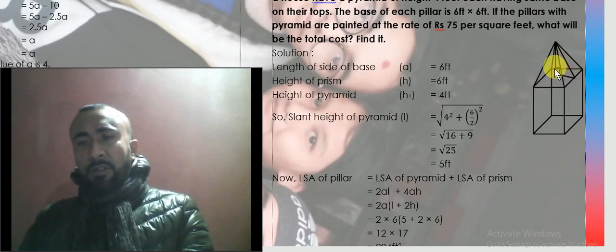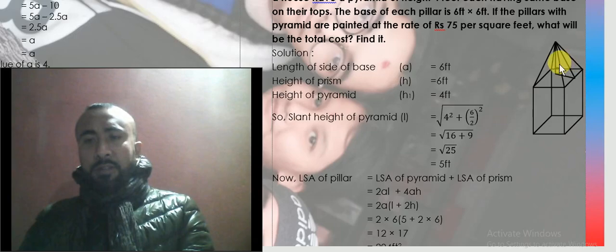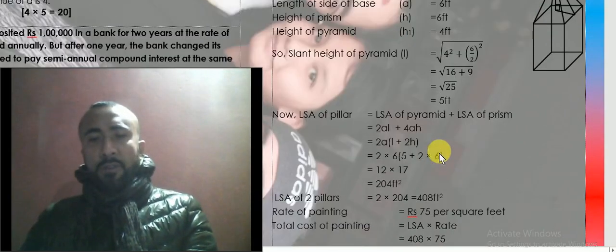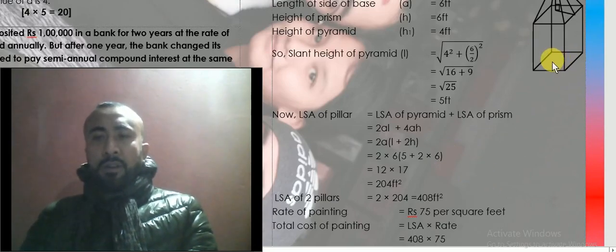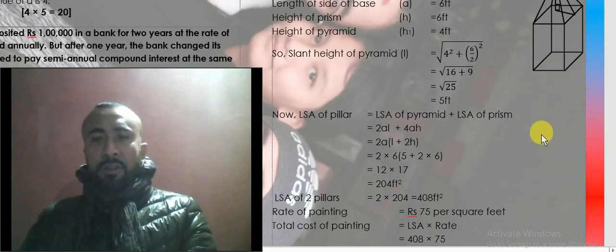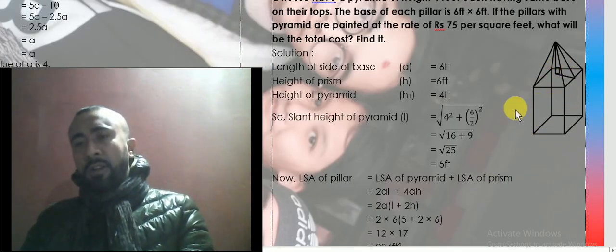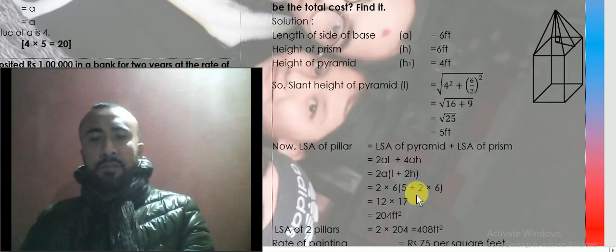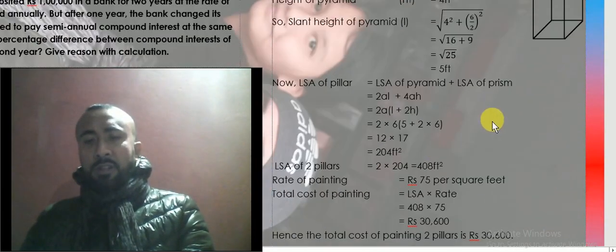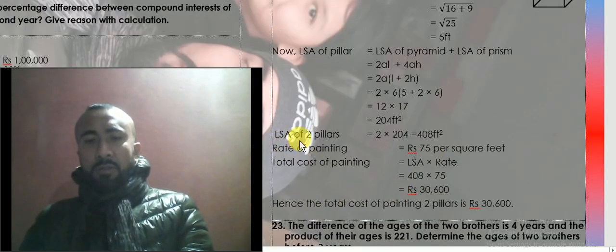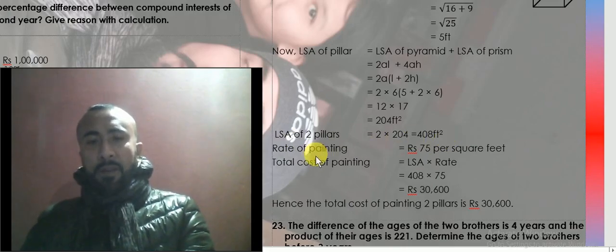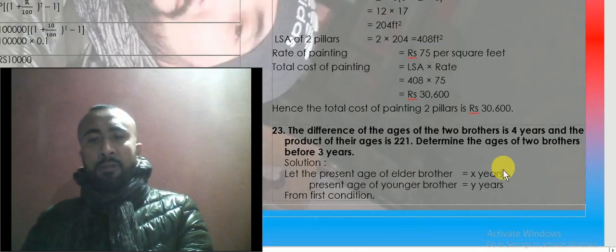You can see a right angle triangle is formed. So L squared is equal to S squared plus (A by 2) whole squared. From this relation you get 5 feet. Since the base part is covered, there is no need to paint the base, so we just have to calculate the lateral surface area. The lateral surface area of a pillar is LSA of pyramid plus LSA of prism, which is 204, and we have two such pillars, so LSA of 2 pillars is 408. Now total cost is equal to LSA multiplied by rate, that's 30,600.